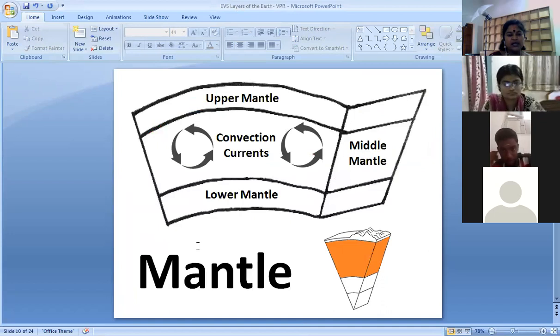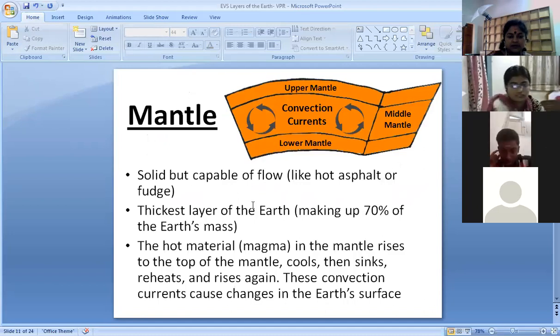Look at the second layer, the middle layer of the earth, mantle. See how we could see upper mantle, then convection currents, then lower mantle, then middle mantle. See, upper mantle, middle mantle, lower mantle. See, mantle is solid, but capable of flowing like hot asphalt or fudge. Okay, this is the thickest layer of the earth, which makes up 70% of the earth's mass.